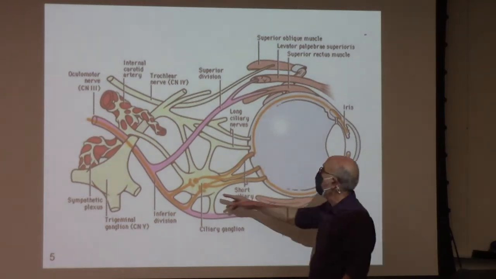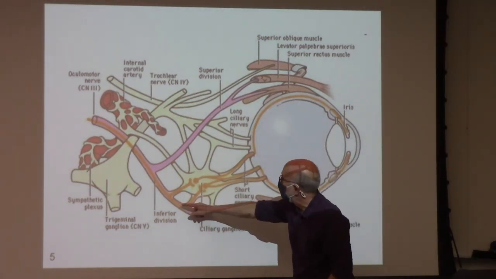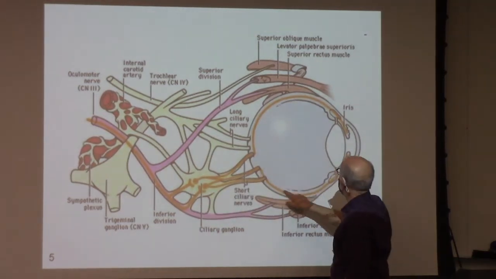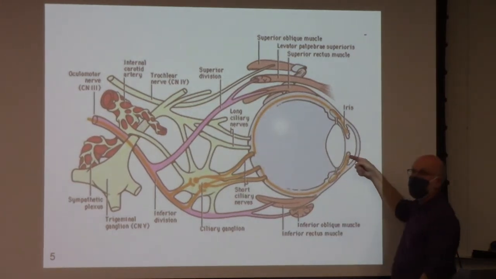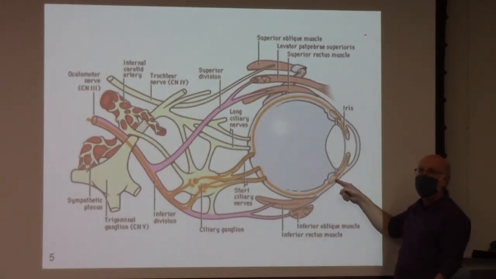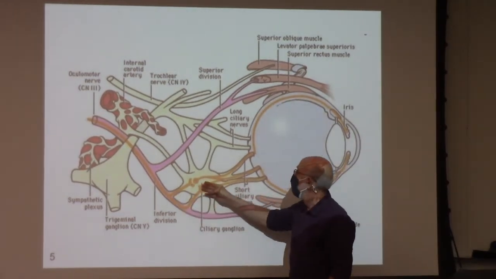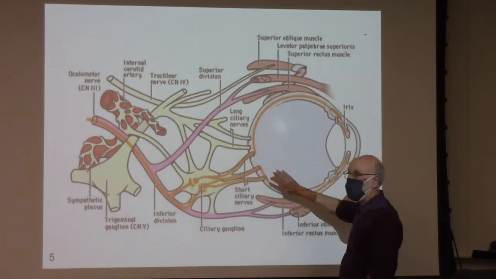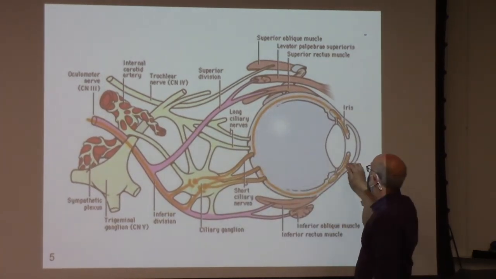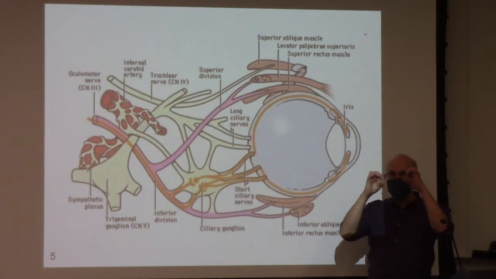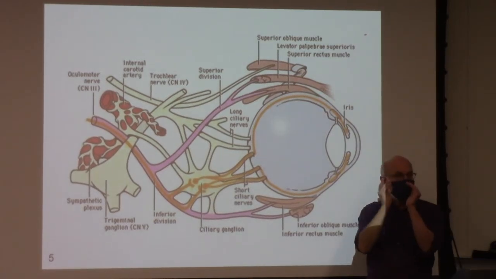It also indirectly, so watch this, it also indirectly controls the contraction of the iris and the ciliary muscle. So the oculomotor nerve, through this secondary connection, controls the diameter of the pupil and the focus of the lens.